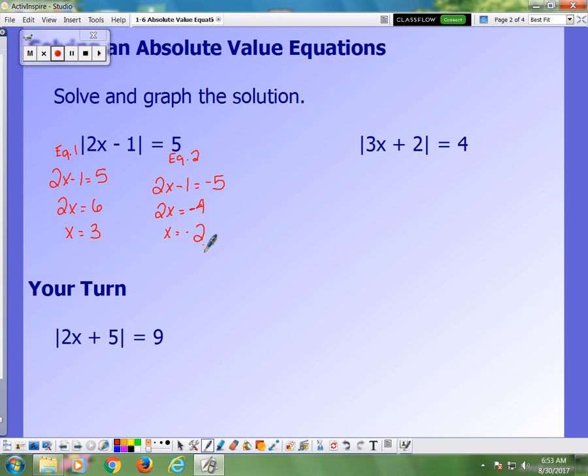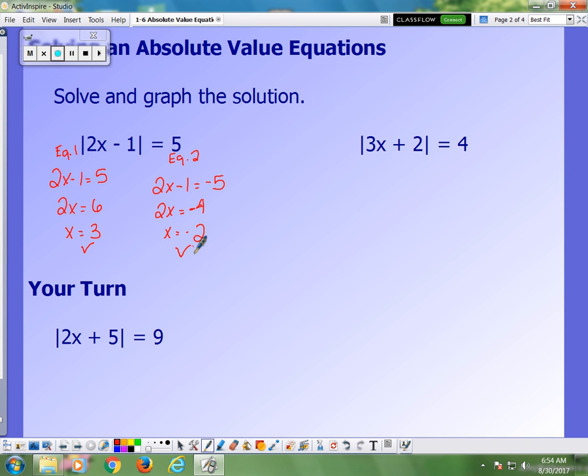Think about that. 2 times 3 minus 1, so it's 6 minus 1 or 5, and the absolute value of 5 is 5. So this one checks. Same thing can be said for the negative 2. 2 times negative 2 minus 1, well, that's negative 4 minus 1 is a negative 5. So the absolute value of negative 5, is that 5? Well, sure it is. The absolute value of negative 5 is a positive 5. So this one checks as well.